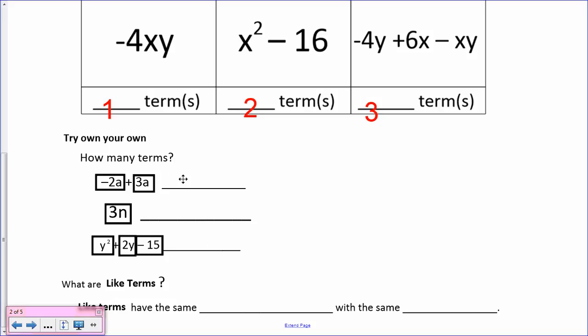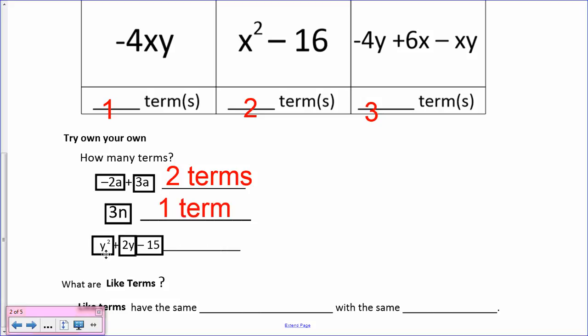Okay, you're back. Let's go through these answers. Here, two separate terms. These are each separated by an addition sign. So here we have two terms. Here, only one term.